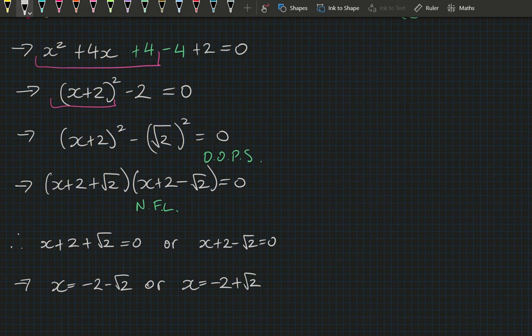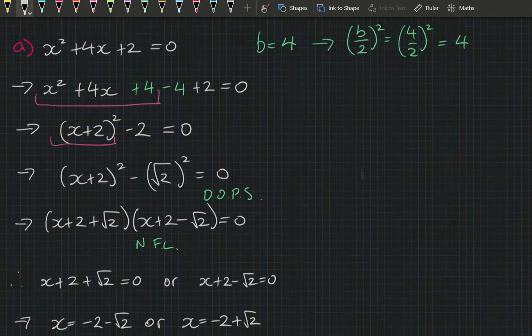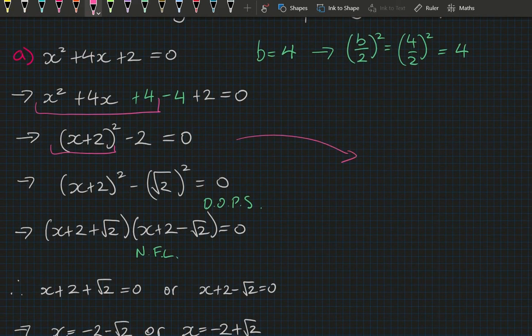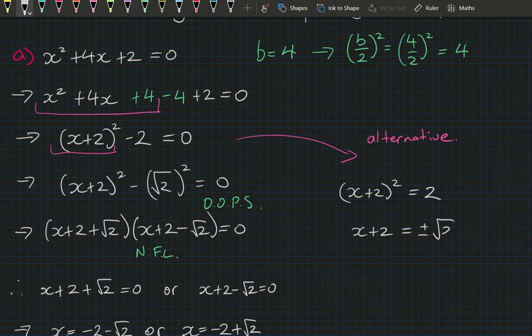minus 2 plus the square root of 2. Now if we go back up to the top here, the alternative method starts here. Instead of worrying about the difference of perfect squares, I'm going to rewrite that by putting the 2 on the other side, which is all I've done by adding 2 to both sides. Now, if I take the square root of both sides, it just undoes the square on one side, and we're left with plus or minus root 2 on the other side.